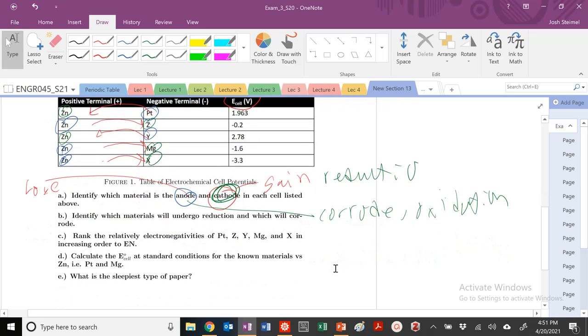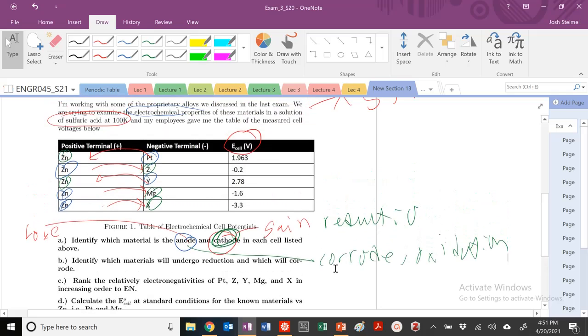Rank the relative electronegativities of Pt, Z, Y, Mg, and X in increasing order of electronegativity. High electronegativity means it really wants to grab those electrons. Based on this voltage, Y is the lowest, and then Pt, because Y and Pt are both giving up electrons, giving them away. So those are the two lowest, and we say Y just because of this voltage value here. Then we look at what's grabbing the electrons, so it would be Z, based on the values, and then Mg.